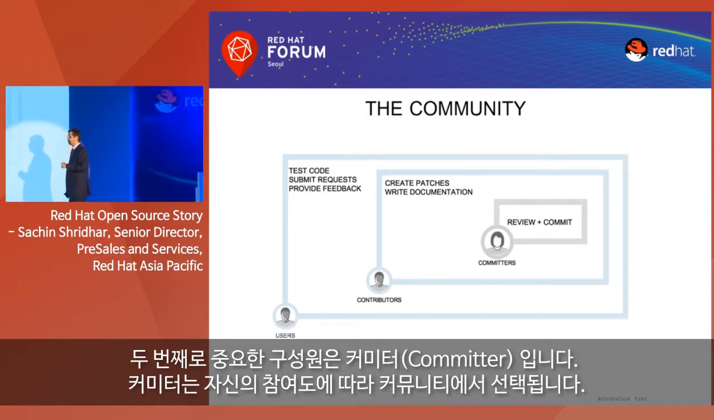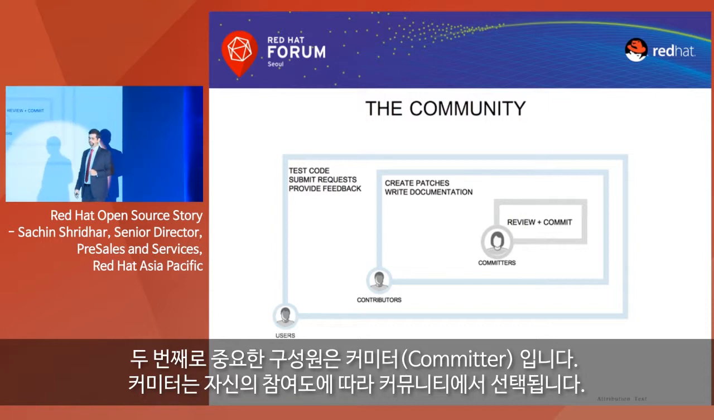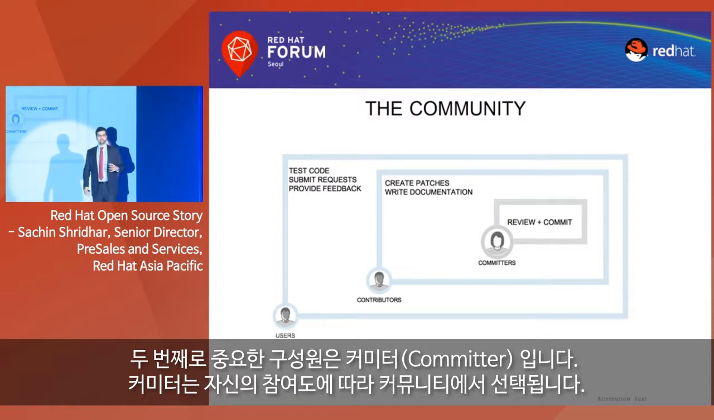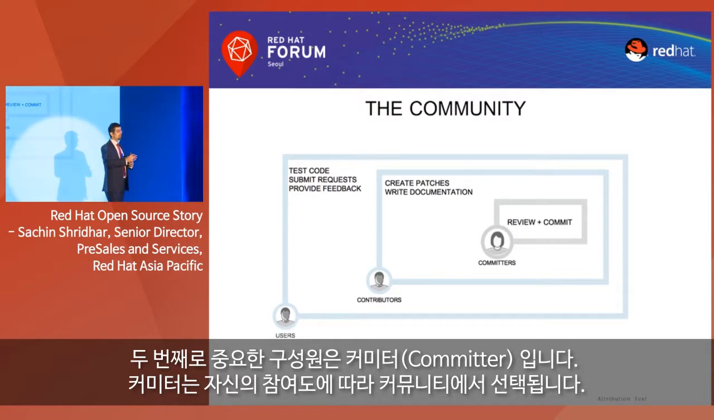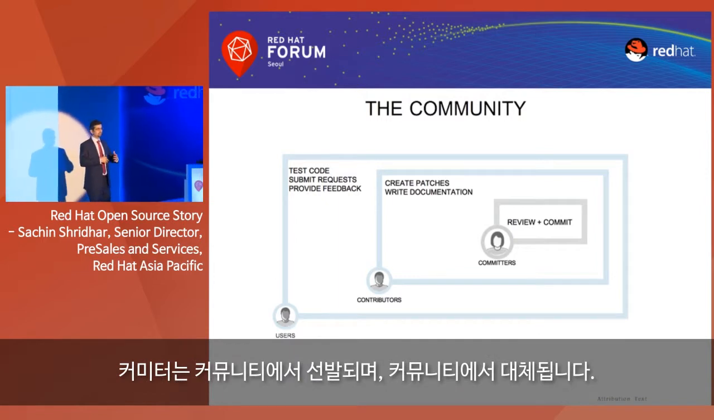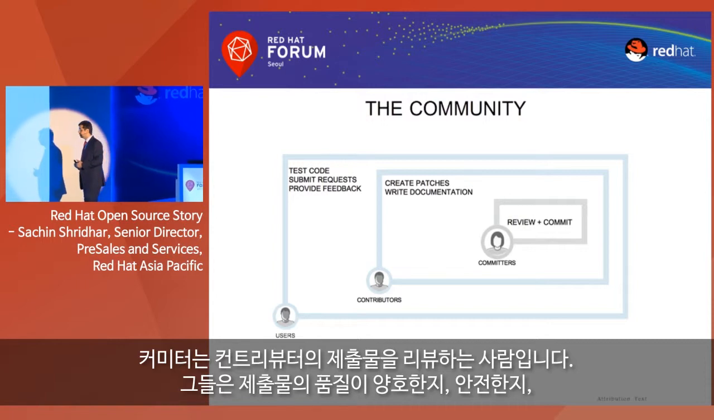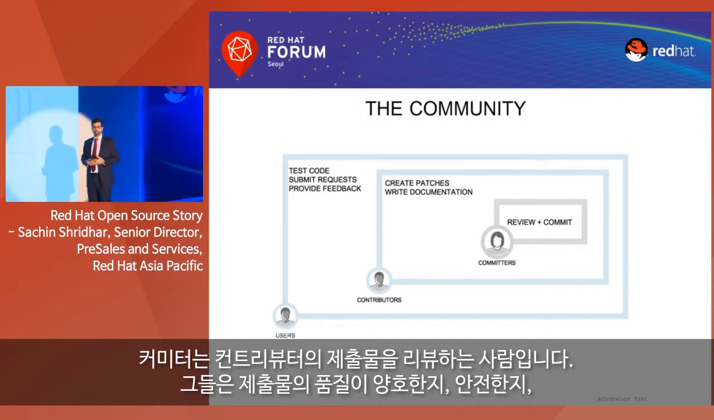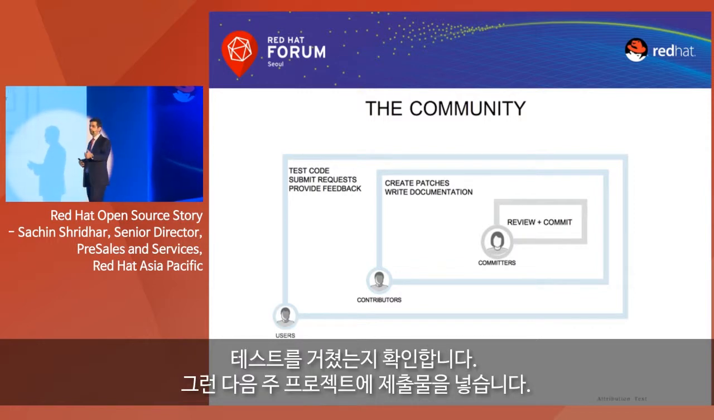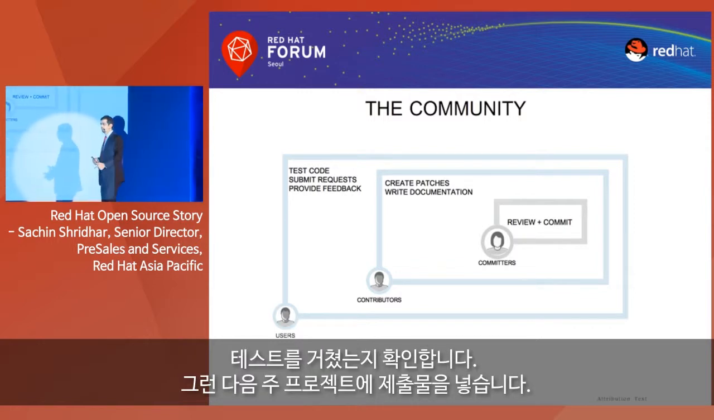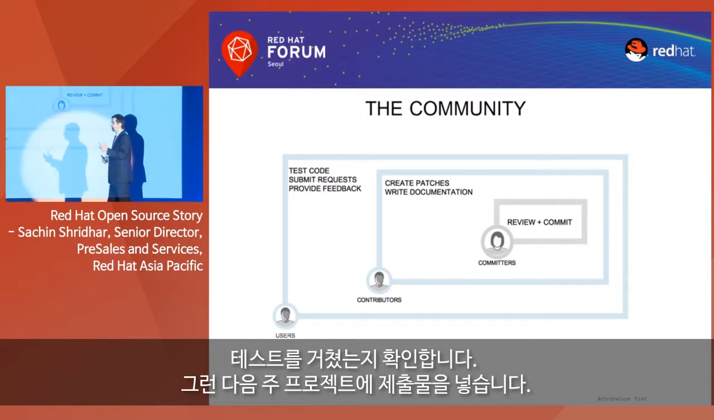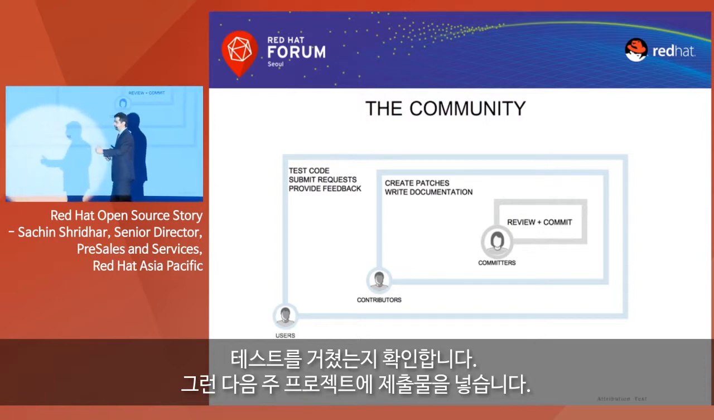The second important member is committer. The committers are chosen from the community based upon their level of involvement. And they are elected by the community and they are replaced by the community. The committers are the ones who review the submission by the contributor. They make sure it is good quality, it is secure, it has been tested, and then they put it in the main project.